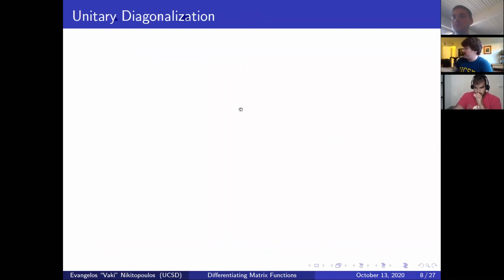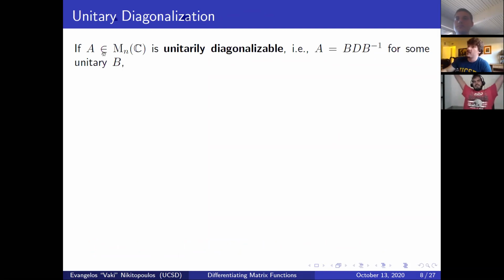So for various reasons that I'll get to on the next slide, we're going to care mostly about unitary diagonalization and unitarily diagonalizable matrices. So let's remember what that means. A is unitarily diagonalizable if you can diagonalize it with a unitary B. And a unitary is just a matrix so that B star is B inverse, where B star is the conjugate transpose of the matrix B, which is called the adjoint. So B adjoint equals B inverse. That's what it means to be unitary.